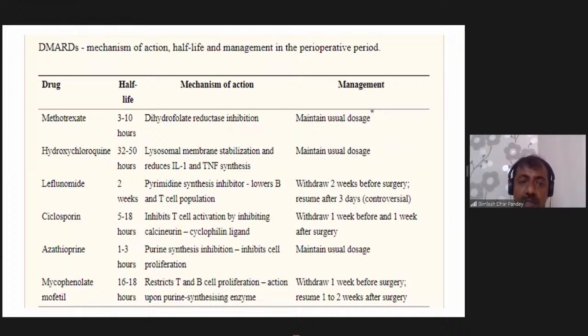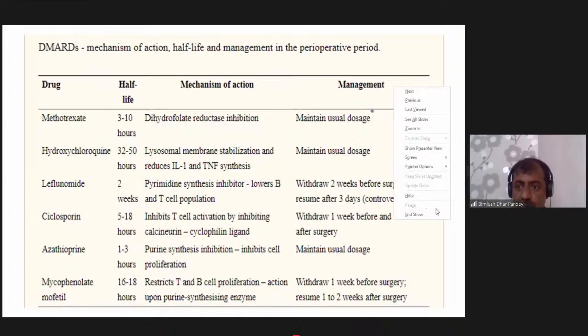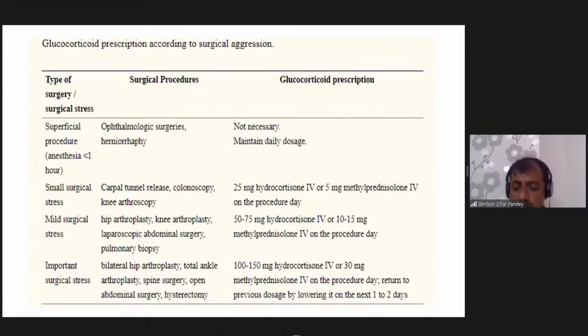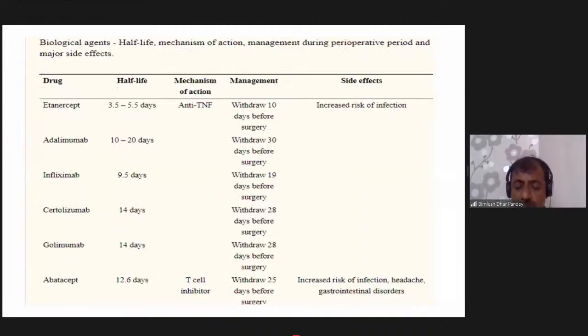And I will add on, because there are data which changed over time. It is said that cyclosporine, azathioprine, mycophenolate, you need to stop a week or more prior to initiating this drug. So there are various types of surgeries also we will come through.